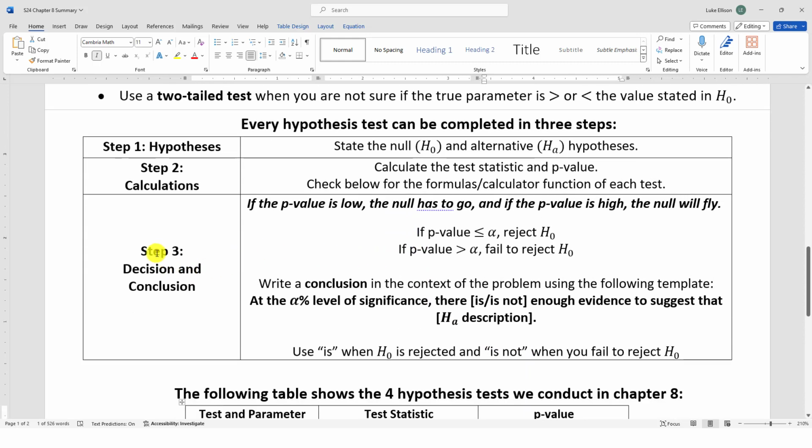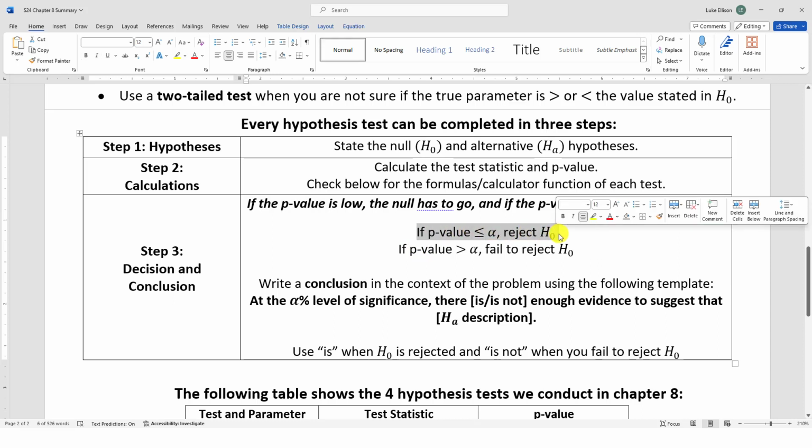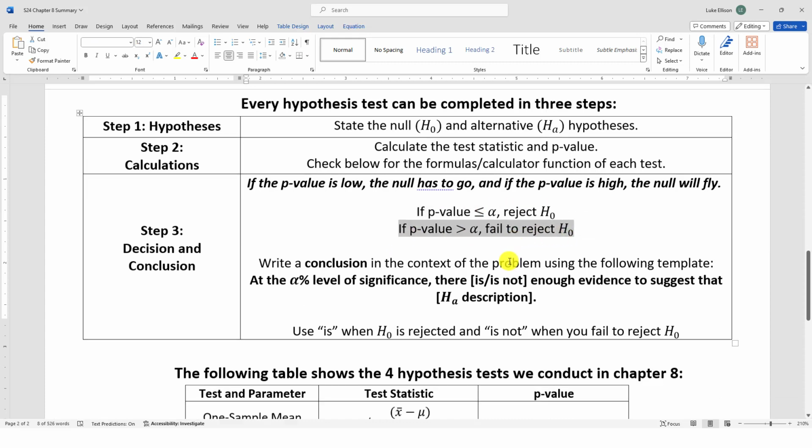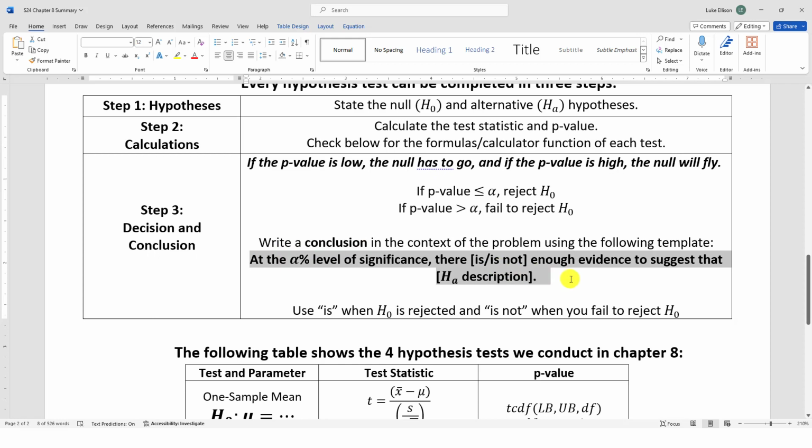And then finally, you will make a decision and then write a conclusion. The decision will be based on that p-value that you found in the previous step. By comparing that to the level of significance, you will either reject if the p-value is less than or equal to your level of significance, or you will fail to reject your null hypothesis if it's greater than, and then you will write a conclusion in this general template.